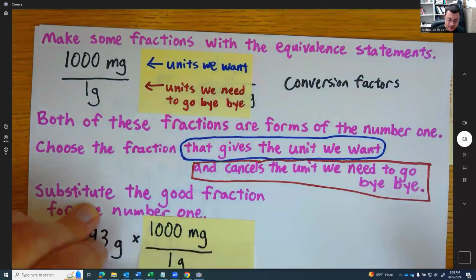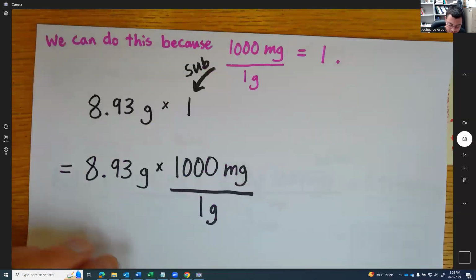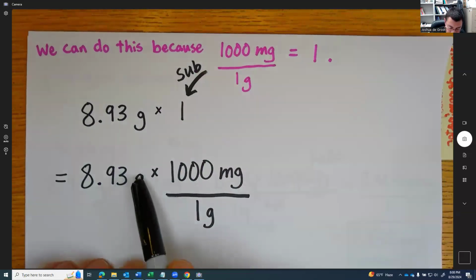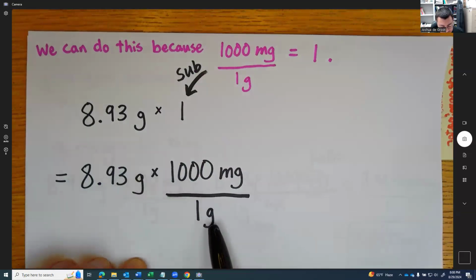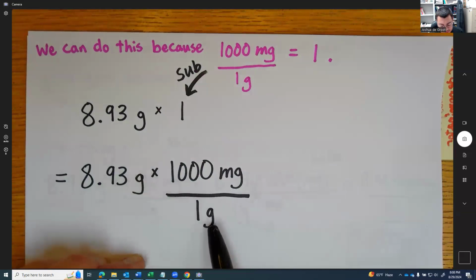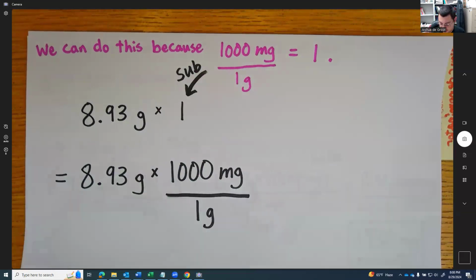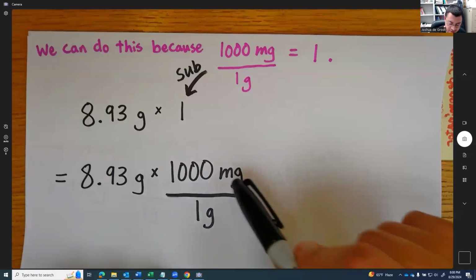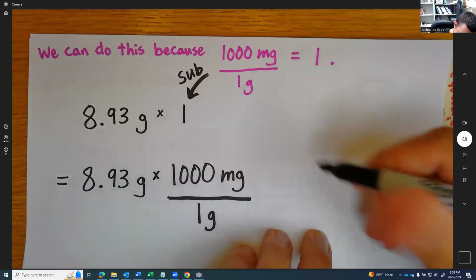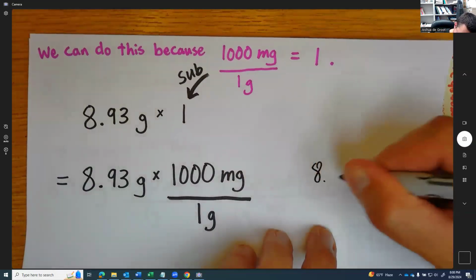And let me show you why. By choosing that fraction, we have grams over grams. Anything divided by itself is going to be equal to 1. And once you have a 1, then we know that anything multiplied by 1 is going to be that same thing. And that's going to leave us with milligrams. I'll show that completely in a minute. I just want to show the opposite.